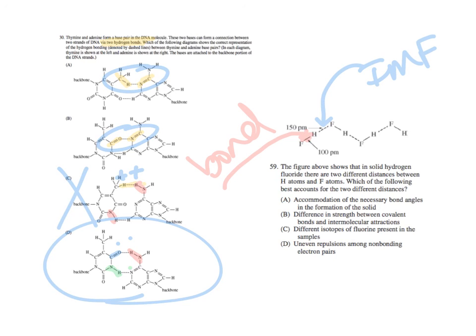The only answer that works, if you look, is B, different in strength between covalent bonds and intermolecular forces, and that's the answer. Bond angles have nothing to do with it. Different isotopes? What? We know nothing about neutrons. No, not that. And then uneven repulsion among bonding and non-bonding electron pairs. I don't even know what that means. No. So the answer has to be B.